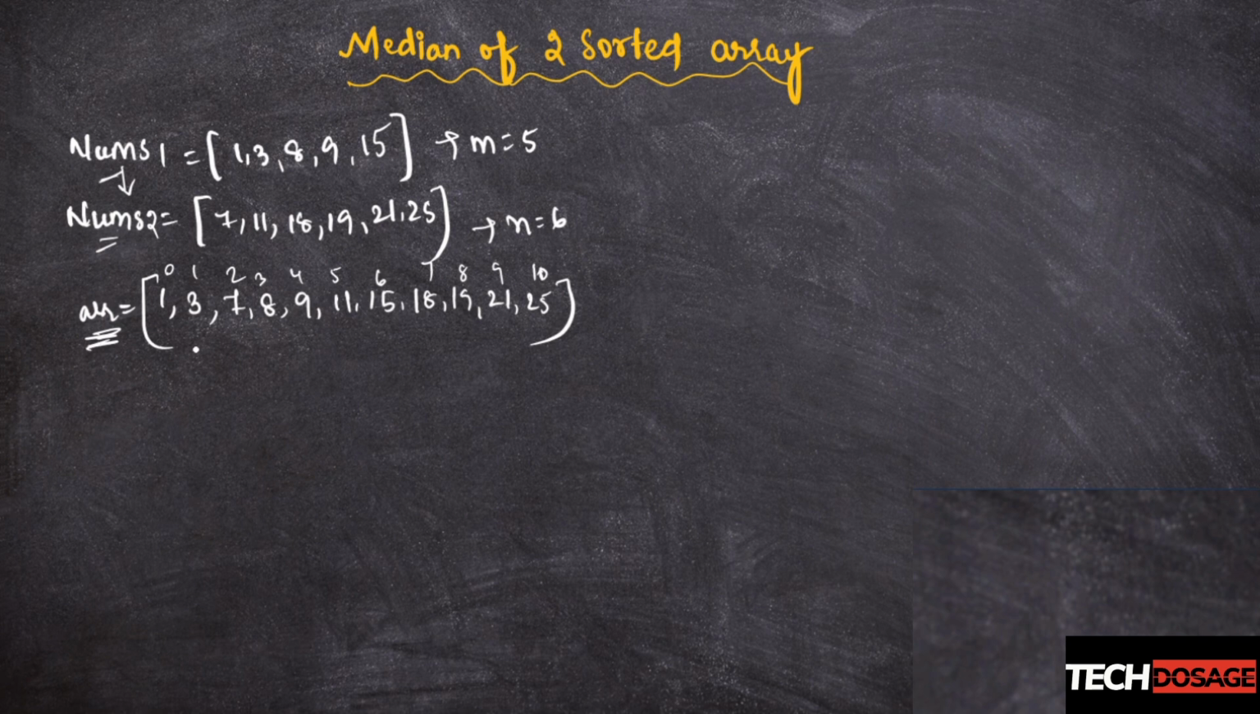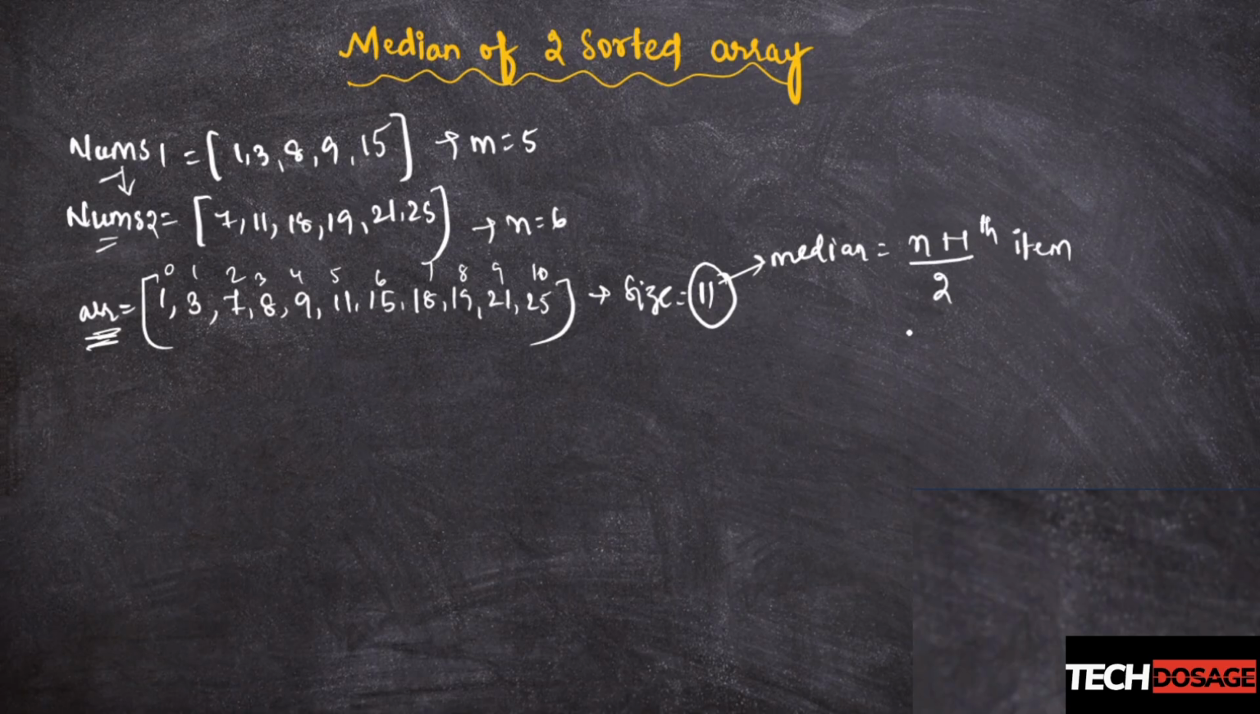What is the median of this array? The size of the array is 11, right? So is this even or odd? This is an odd number. In case of an odd number, the median would be the (n plus 1) by 2th item, where n is the number of elements. So 11 plus 1 by 2 is equal to 6. Sixth item. What is the sixth item? 1, 2, 3, 4, 5, and 6. The sixth item is 11. So this 11 is the median. So we have to return this 11.